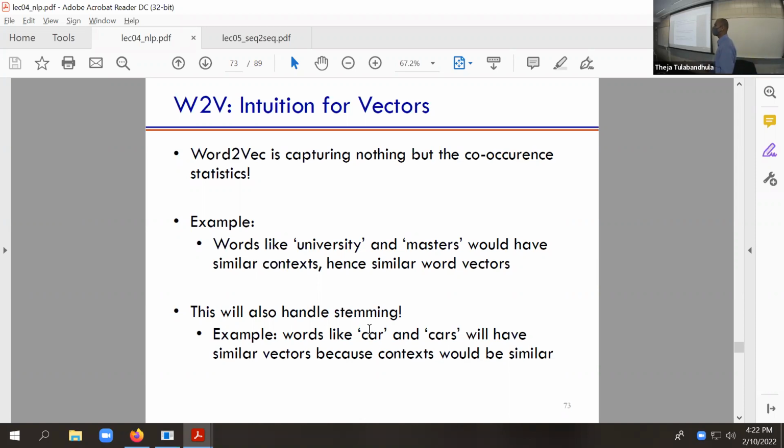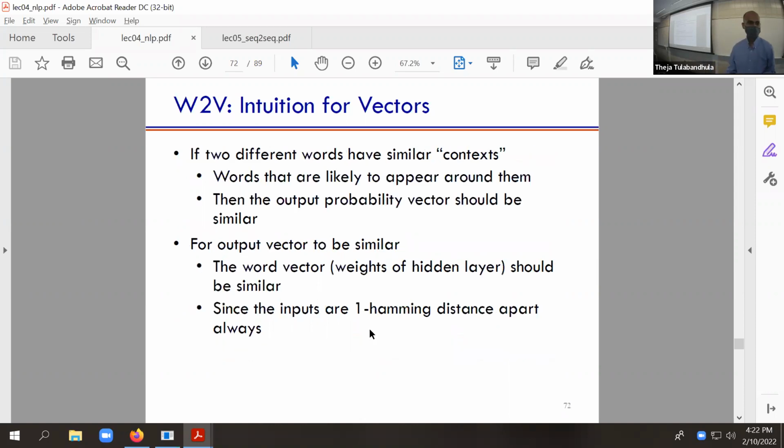One Hamming distance. Hamming distance is for two vectors. It is the number of places where they are different. Number of places one vector is different from the other. So if you have two vectors of length 5, you look at the first coordinate, are they similar? And the second coordinate, are they similar, and so on.